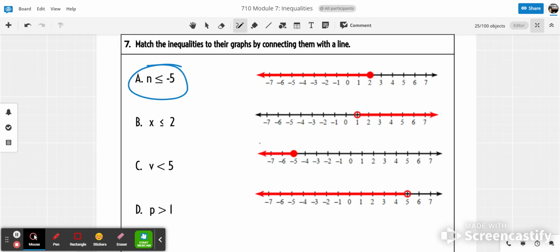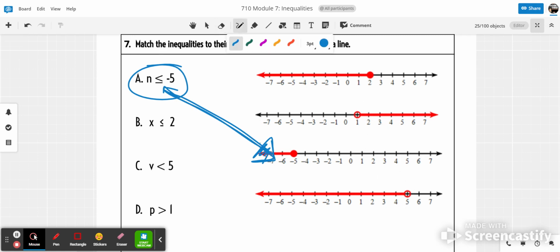We do want to note that this has a less than or equal to symbol. So that means our circle should be closed. That already gets rid of this one and this one for me as well. And it shows where it's less than. So we know numbers that are less than are to the left. So we have graph 3 for letter A.